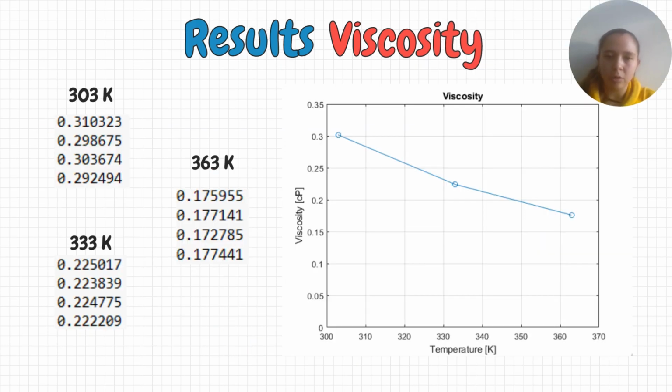Once the molecular dynamics simulation was run, the first relevant results were the viscosity values obtained for each temperature. In this case, we can observe four viscosity data points per temperature, from which an average was derived. These averages were then plotted as shown in the graph on the right. In it, we can observe that as the temperature increases, the viscosity decreases.